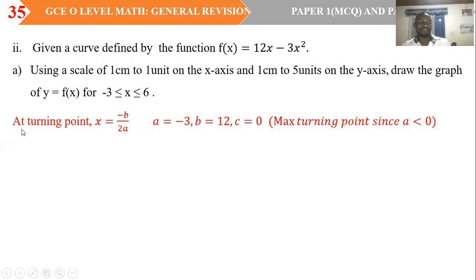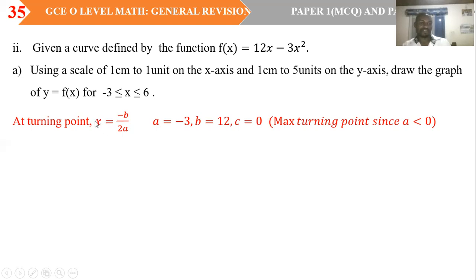We need to identify the turning point. And to find any turning point, the value of x is always given by -b/2a. And in this case, our a is -3, which is the coefficient of x squared. And once a is -3, it determines the type of turning point. So when a is -3, which is less than 0, we have a maximum turning point. Now, b is equal to 12, c is equal to 0.